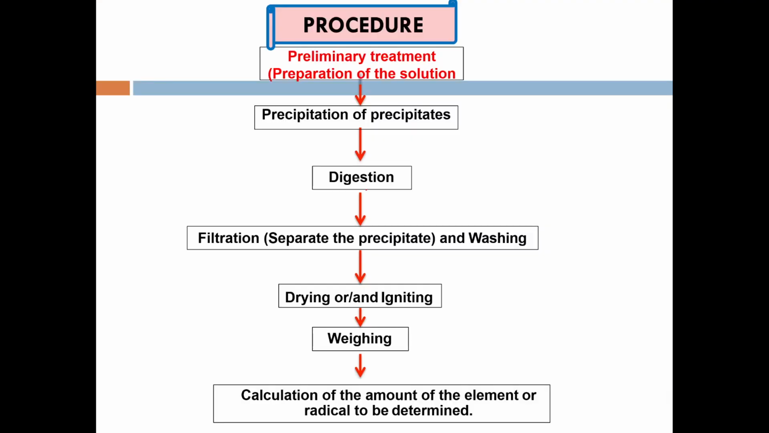In the last video, I already explained a little bit about the procedure for gravimetric analysis. It starts with the preliminary treatment, then precipitation, digestion, filtration, drying and igniting, and then we weigh and calculate the amount of precipitate. In this video, I will explain the preliminary treatment, which is the preparation of the solution.